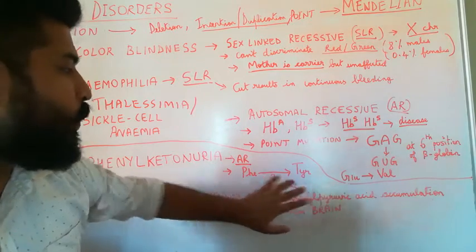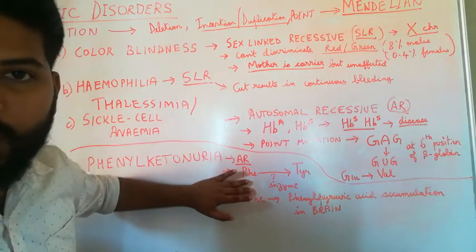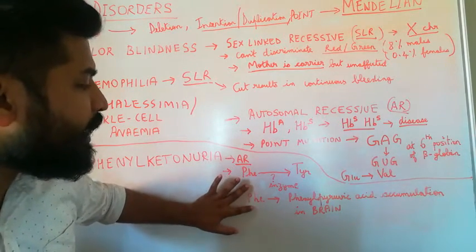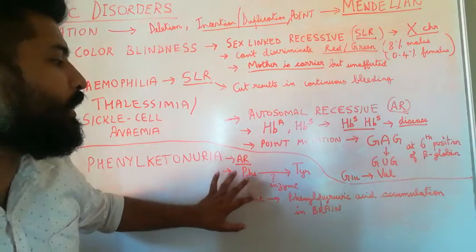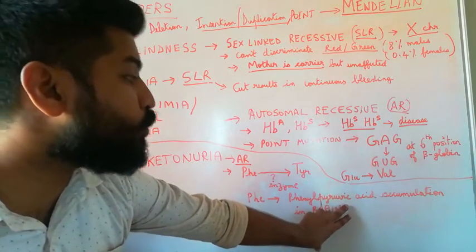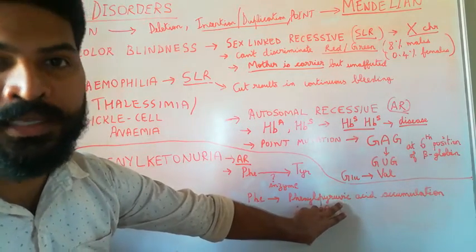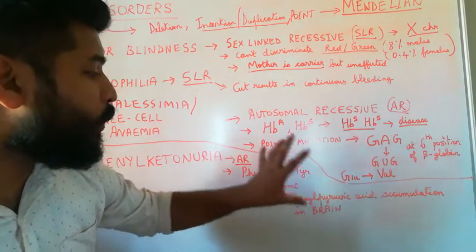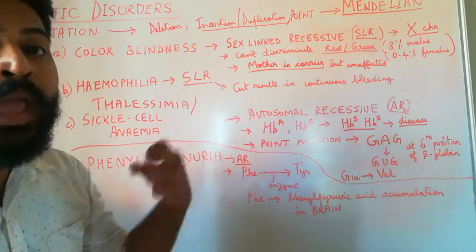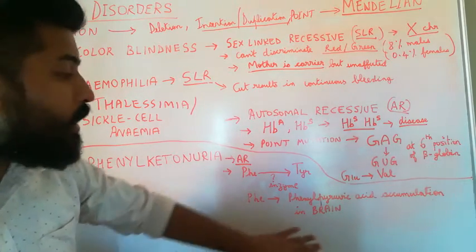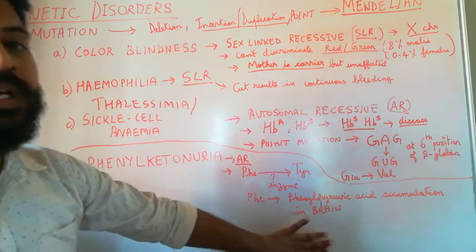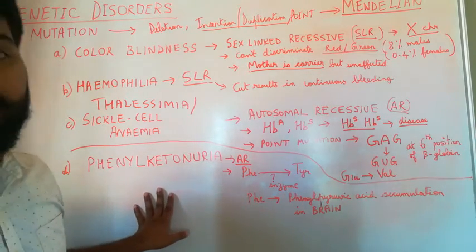So the conversion of phenylalanine into tyrosine is not taking place, it is stopped. So, what happens when phenylalanine is not converted? The phenylalanine amino acid is converted and stored in the form of phenyl pyruvic acid. And when more and more phenyl pyruvic acid accumulates in the brain, this will result in mental retardation.